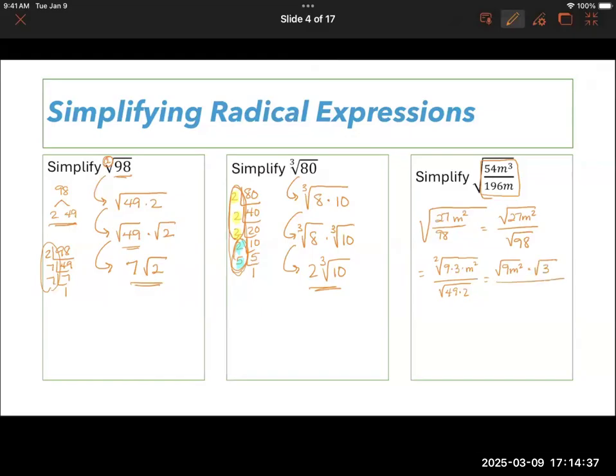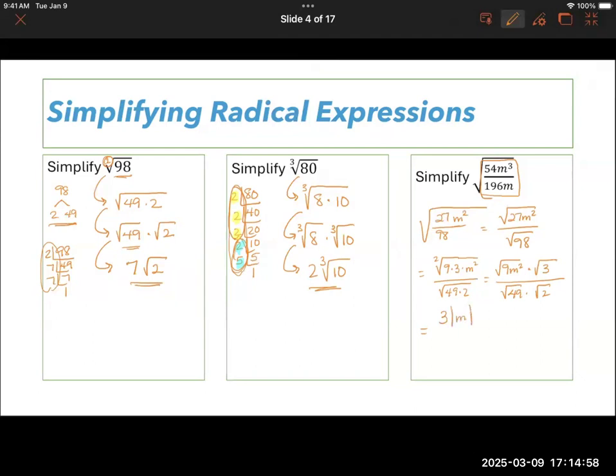So the 9 and the m squared are both perfect squares. They go in one radical. The leftover 3 is going to go in a separate radical. Same in the denominator. The 49 will go in one, and then the 2 will go in the other. And so now the square root of m squared is going to be a 3m.